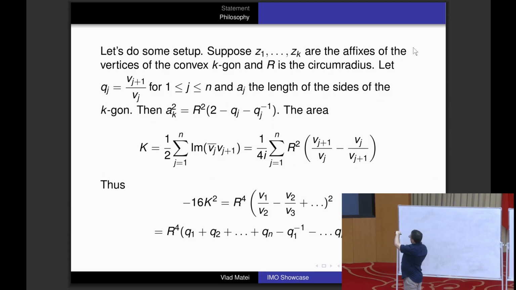So the numbers a_j squared are in terms of r and a single qj, and the area is in terms of r and all of these numbers mixed together. So you have all of these things, and now let's put them together.